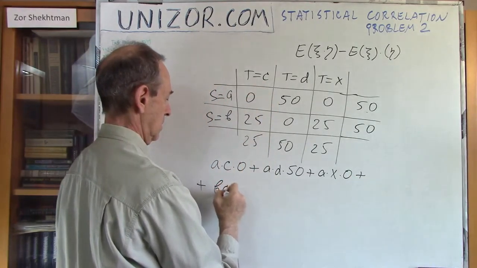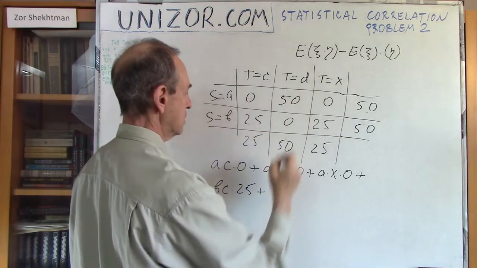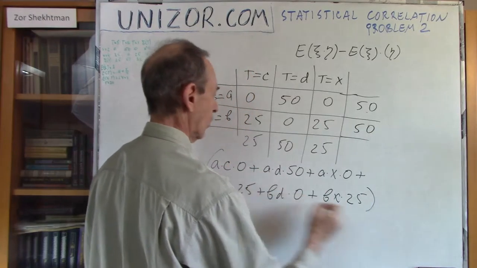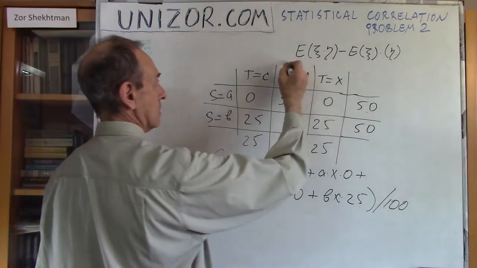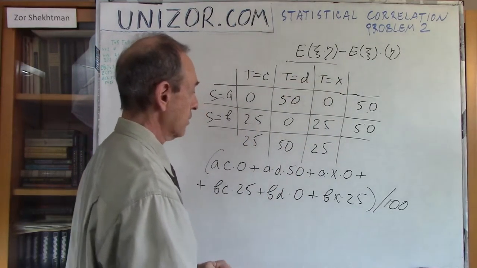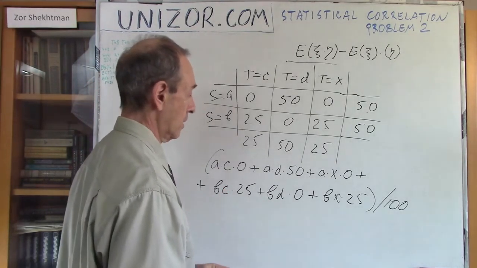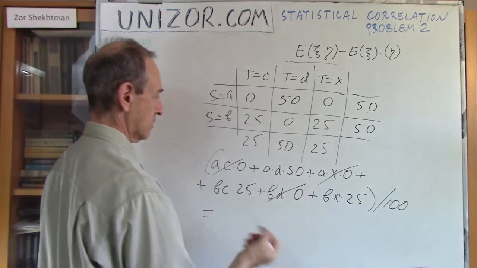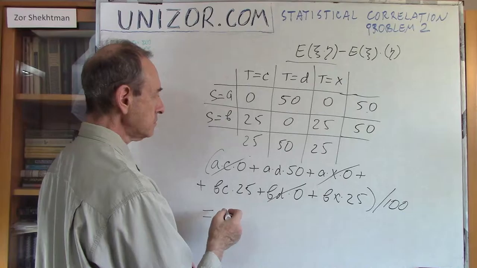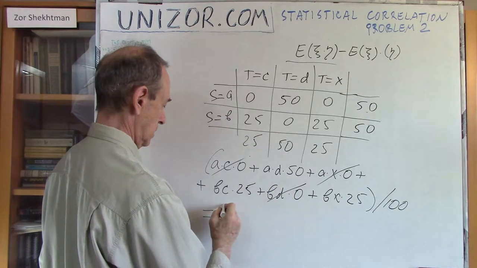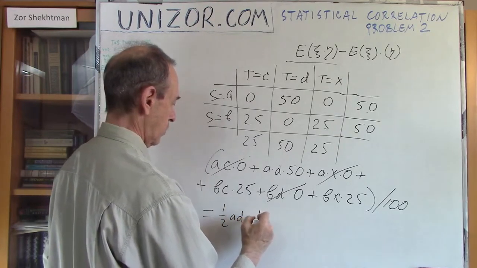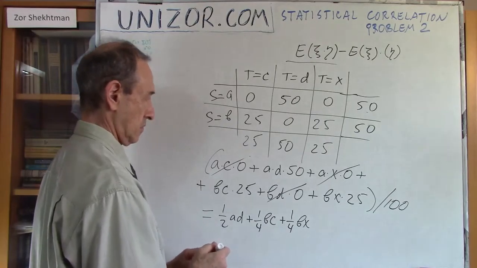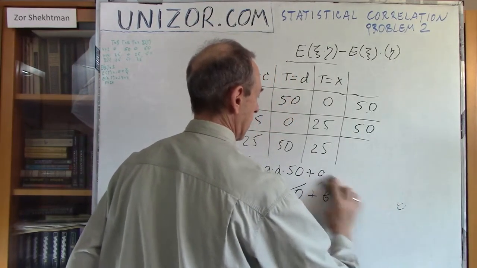Probability BC, it's 25. BD, 0. And BX, 25. And I have to divide it all by 100 experiments. That's the average of my values, which is the best estimate of their mathematical expectation. Now this goes out, this goes out, this goes out, they're all zeros. So I have 1/2 AD, 1/4 BC, and 1/4 BX. Okay. That's my average of their product.